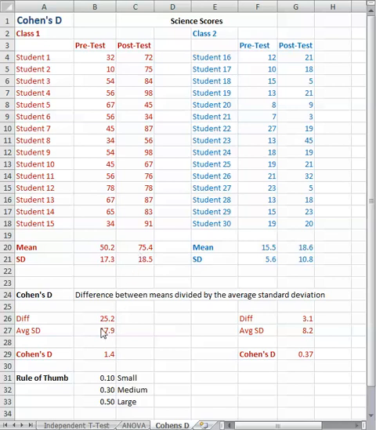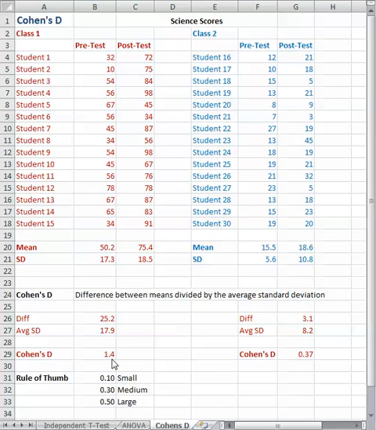And the way you do that is you calculate the difference, so let's say it's 75, well it is 75.4, subtract 50.2, which is about 25.2. And then we take the average of the standard deviations here, which is about 17.9, that's somewhere in between, well that's exactly in between those two. So why do we do that? Well, what we're doing is dividing the difference by the average standard deviation. And we're seeing the magnitude of the difference, the size of the difference in standard deviations. In this case, it's 1.4 standard deviations.